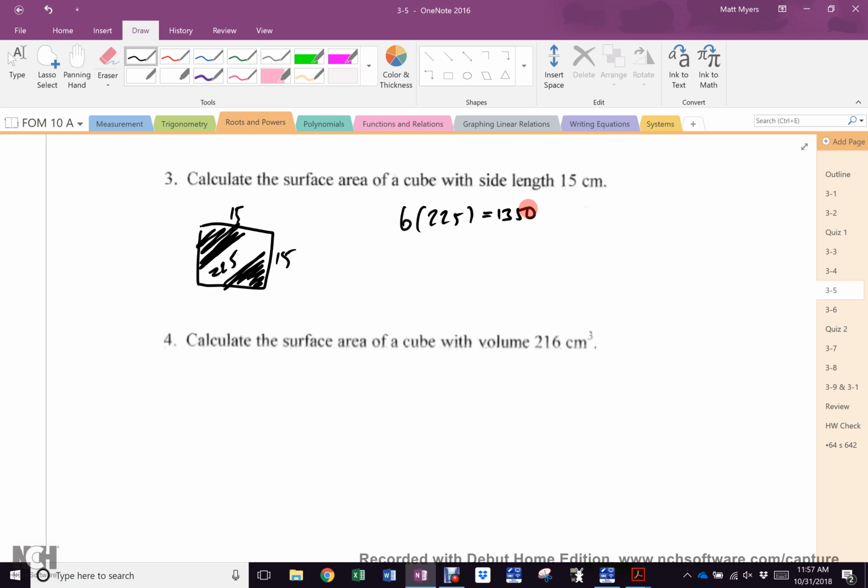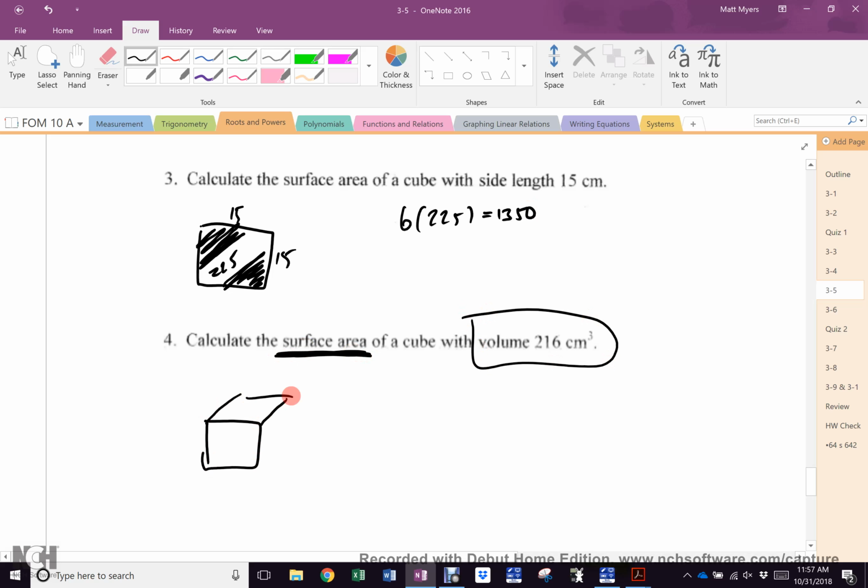Now, let's talk about this one. What's the surface area when I know the volume? Well, if it's the volume of a cube, what do I know about the length, the width, and the height? They're all the same. What else do I know? That length times width times height equals volume, correct? But I do not need 3 variables, do I? How many variables do I need? 1. S cubed equals volume, correct?